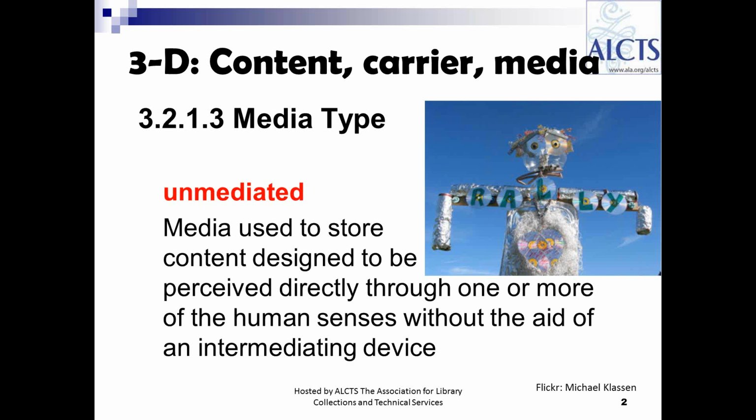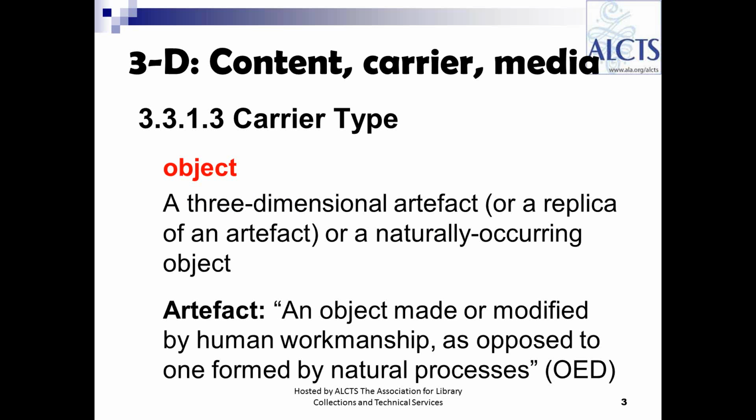RDA defines unmediated content as designed to be perceived directly through one or more of the human senses without the aid of an intermediating device. The carrier type for these materials is object. RDA defines this as a three-dimensional artifact or a replica of an artifact or a naturally occurring object. The first definition for artifact in the Oxford English Dictionary is an object made or modified by human workmanship as opposed to one formed by natural processes.